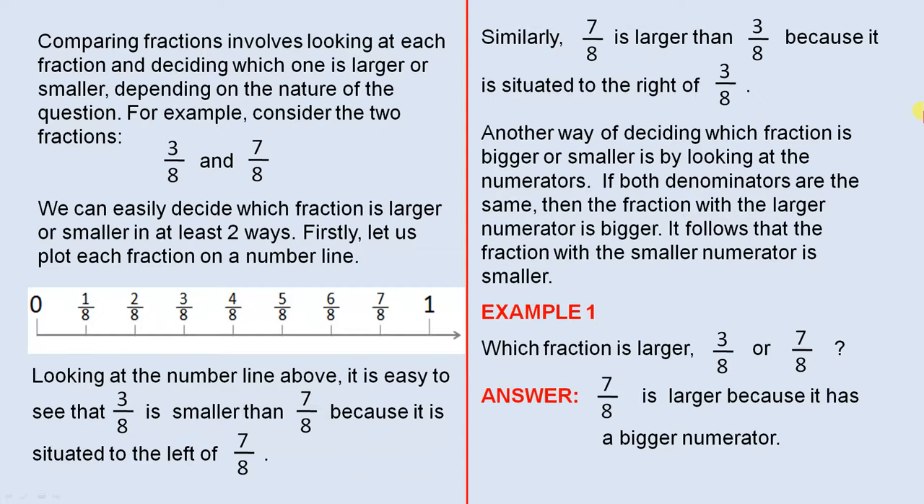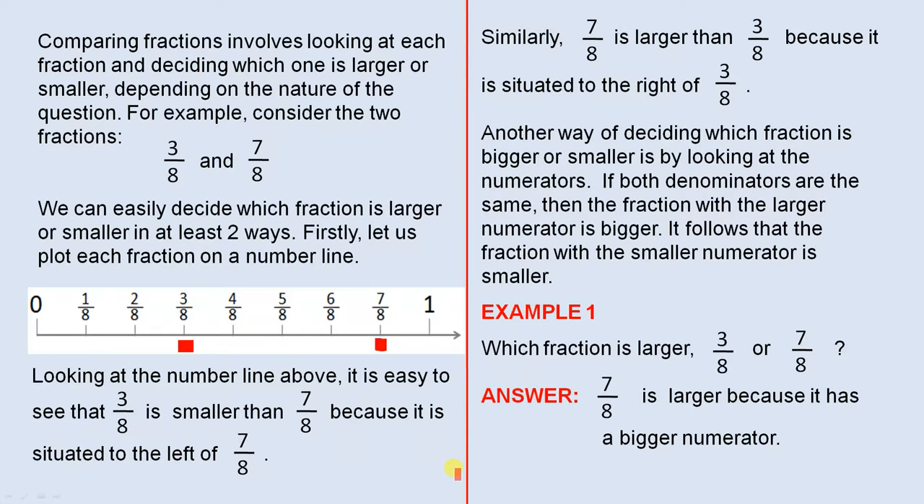Firstly, let us plot each fraction on a number line. So there's 3 over 8 and there's 7 over 8. Looking at the number line above, it is easy to see that 3 over 8 is smaller than 7 over 8 because it is situated to the left of 7 over 8. Similarly, 7 over 8 is larger than 3 over 8 because it is situated to the right of 3 over 8.